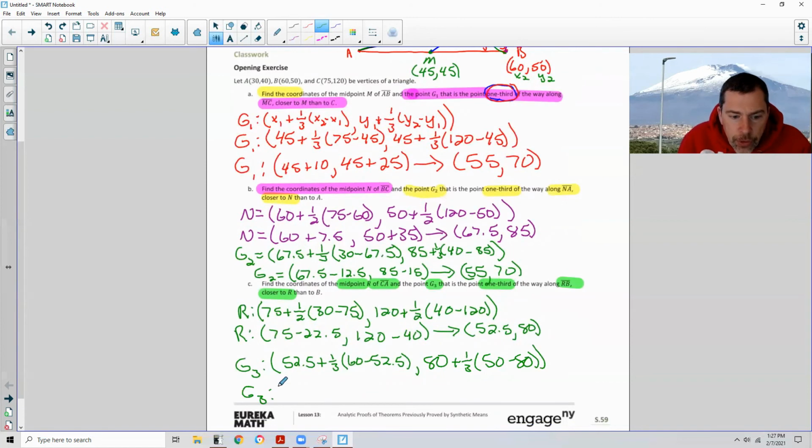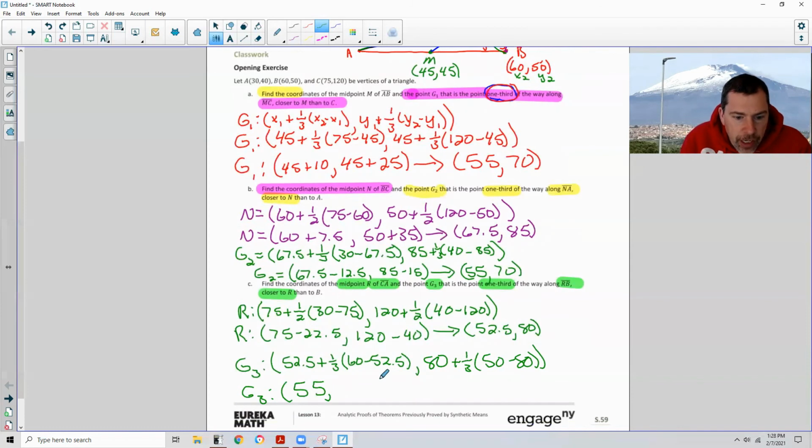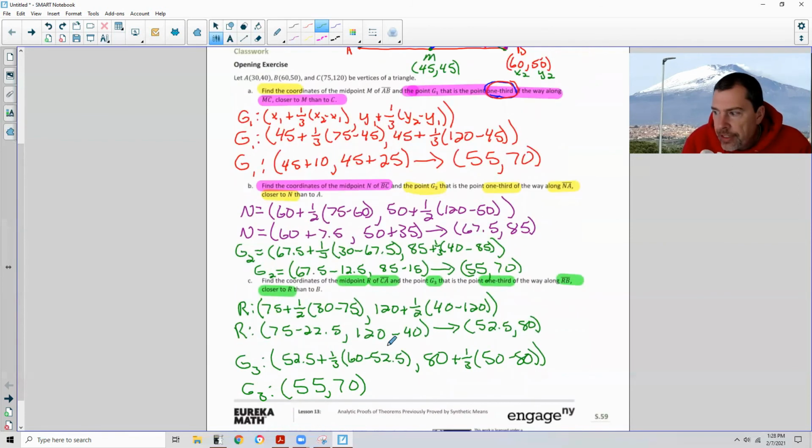So G3 is going to become, and I'll just do it all in one step here in my calculator. So the first thing we do is parentheses, 60 minus 52.5 equals 7.5. Divide that by 3, and that will give me 2.5, and add that to 52.5, and that will give me 55. So this is the point 55, comma, and then I'll do the same over here. 50 minus 80 is negative 30, divided by 3 is negative 10, 80 plus a negative 10, or 80 minus 10 is 70. So G sub 3 is 55, 70, and if we go up, there is the point G1, 55, 70, G2, 55, 70, and G3, 55, 70.